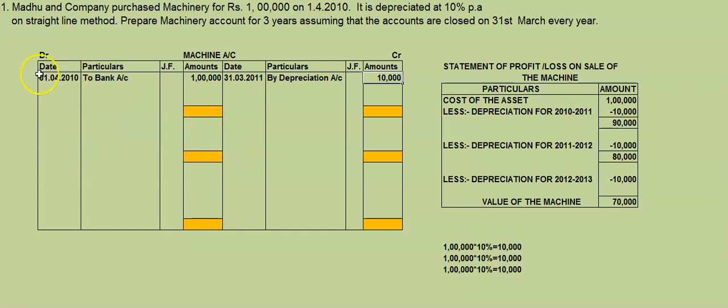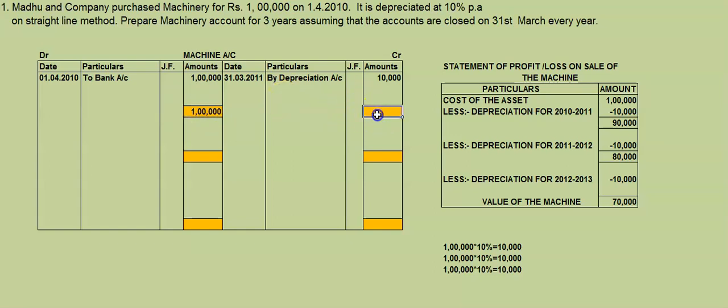Now what is the next step? This is for 1 year, for the year 2010 to 2011. Now what we have to do? We have to balance this ledger because the year is ended. So how to balance? In both the sides we have to see the total. Debit side total is how much? Rupees 1 lakh. And credit side total is how much? Rupees 10,000. Which side is more? Debit side.